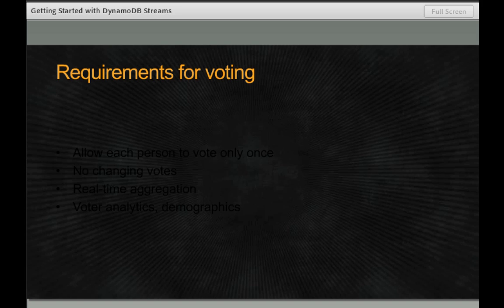Anyways, the requirements for real-time voting would be we want our voters to vote only once. We want to support real-time aggregations on our voting data. We would like to have our users be able to scale the election to any size. So these are some of the base requirements we're looking at for a voting implementation.